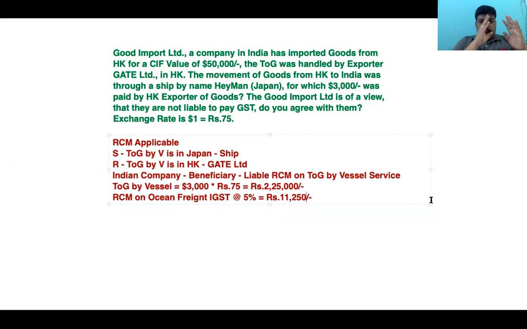You have to first say RCM is applicable because the supplier of transportation of goods by vessel is in Japan, the recipient is also in a foreign country, and hence the Indian beneficiary is liable to pay tax under RCM as per 5.3 read along with the notification. Value will be, yes. Sir, in this problem, value of transportation is given. In another problem, a new point I am raising now, if value of transportation is not given, what will happen? How can I determine the value of transportation?